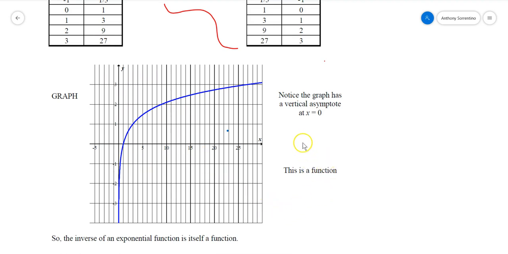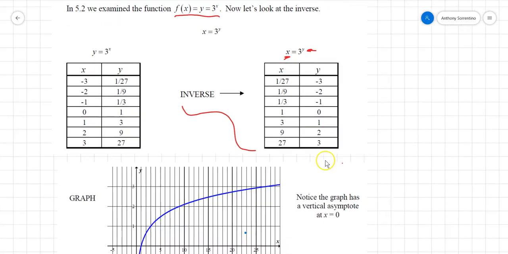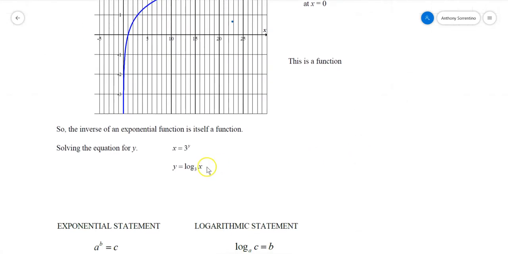And so in order to solve that equation we have up here, x equals 3 to the y power, in terms of y, we define a function, we call it the log. And it's usually the log base 3 of x. And that's the inverse of 3 to the x.